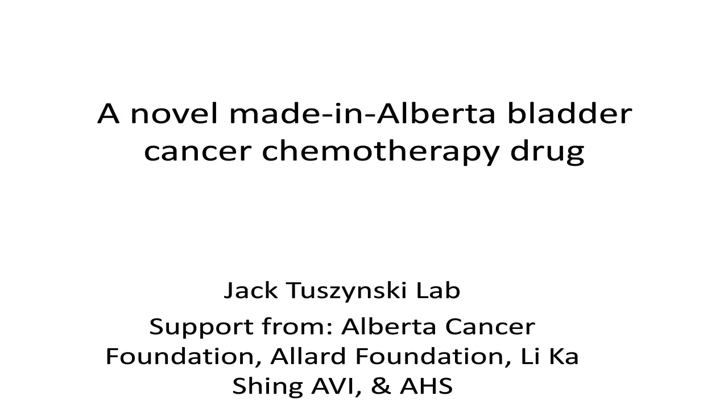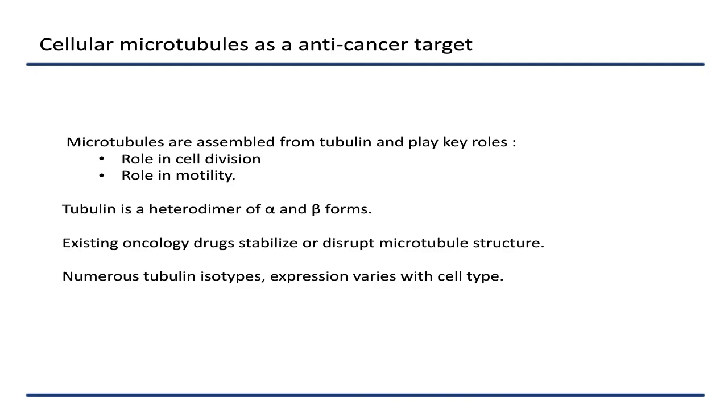So cellular microtubules have been an anti-cancer target for some time, and that is because they're made from tubulin, and microtubules play a key role in cell division and motility. They're comprised of alpha and beta tubulins, proteins, and some existing cancer drugs stabilize or disrupt microtubule structure and hence have an anti-cancer effect. There are numerous tubulin isotypes, and expression varies with cell type.